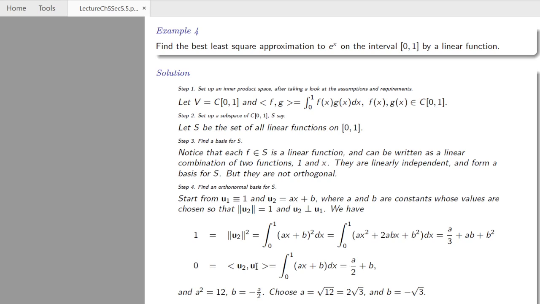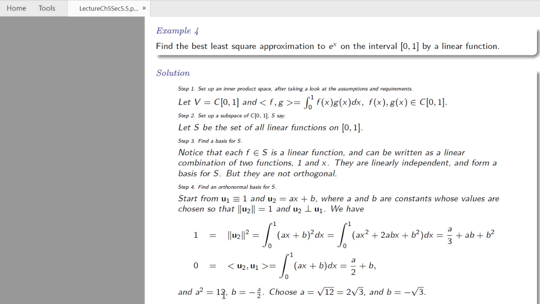By the definition of inner product, we need to evaluate this integral. This integral gave us this result. A and B here are the constants we need to find. So from the second equation, we can say B equals negative A over 2. And then once we get B equal to negative A over 2, we substitute into the first equation. Then from the first equation, we get A squared equals 12.